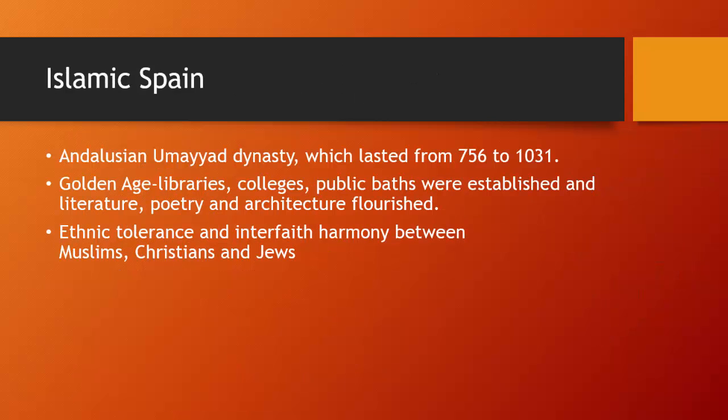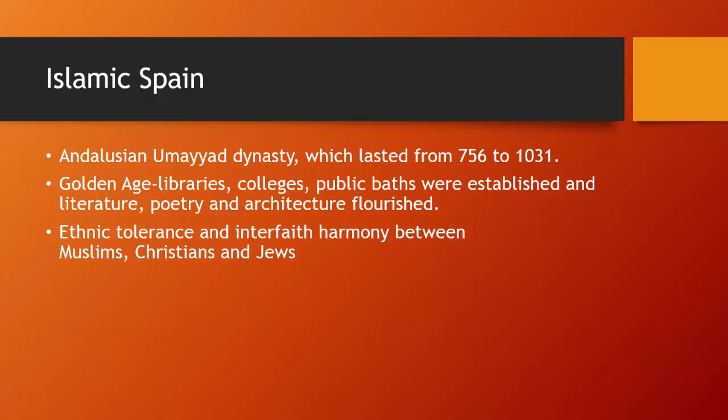The other major area you might want to think about is Islamic Spain. The Umayyad dynasty that ruled Spain during this time period lasted from 756 to 1031. This also was a golden age for Spain, and a period of ethnic tolerance between the Muslims, Christians, and Jews. Because remember, the dhimmis were the non-Muslims. They just had to pay the jizya, which was the head tax.